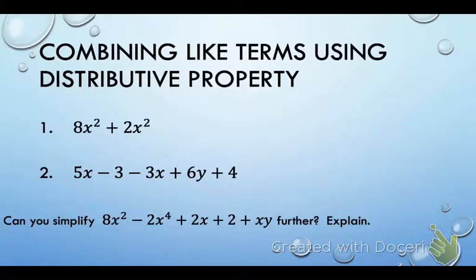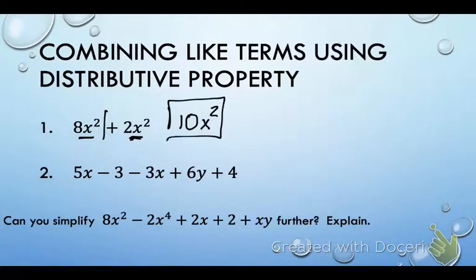All right, so combining like terms. I don't know why it says using the distributive property because we are not using the distributive property. All we do is when we're combining like terms is first I like to split up the terms to think about what these are. So this is 8x squared and positive 2x squared. From here, because these both have the same exact term, I'm going to be able to add them together. So I add the coefficients, 8 plus 2 is 10, and I keep the x squared. Okay, so that is my answer. That's when I've combined them.